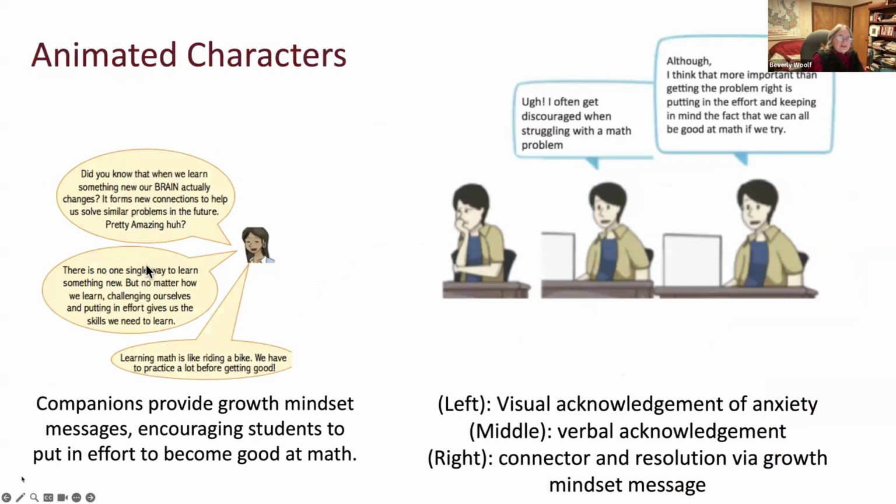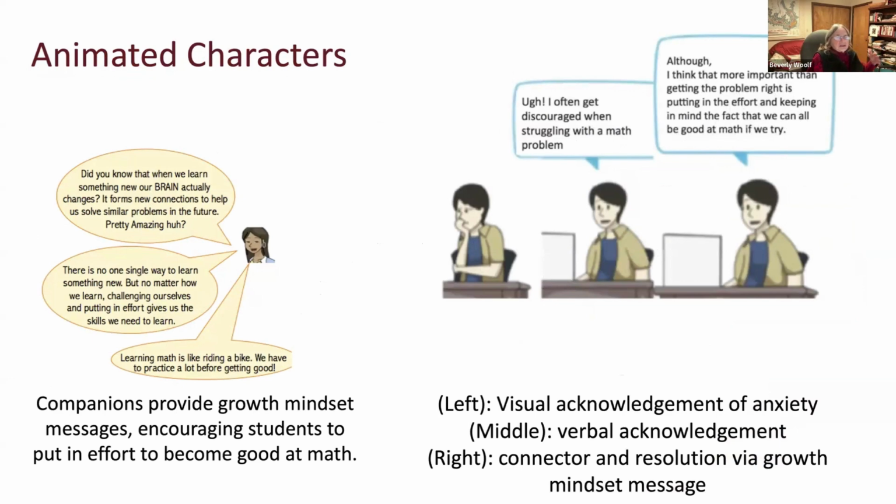And now here's the same thing. There's no single way to learn, etc. This is what our companions tell people. And this is a visual acknowledgement of anxiety: I often get discouraged when struggling with a math problem. Although I think that more important than getting the problem right is putting in the effort and keeping in mind the fact that we can all be good at math when we try. So almost all the responses are like that.